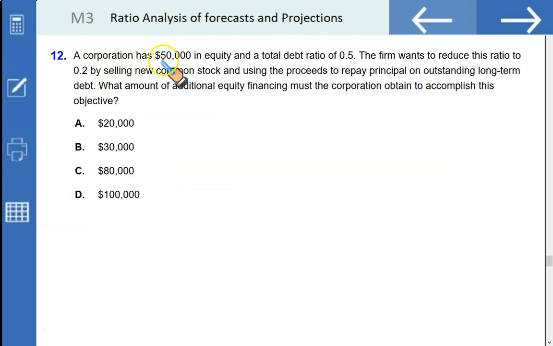A corporation has $50,000 in equity and a total debt ratio of 0.5. The firm wants to reduce this ratio to 0.2 by selling new common stock and using the proceeds to repay principal on outstanding long-term debt. What amount of additional equity financing must the corporation obtain to accomplish this objective? A fantastic question. Your starting point would be the debt ratio.